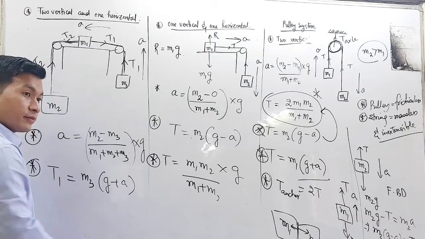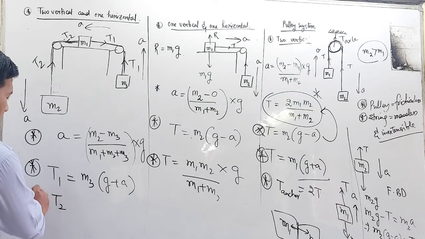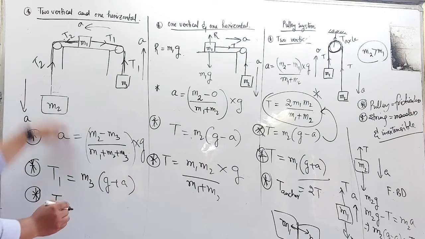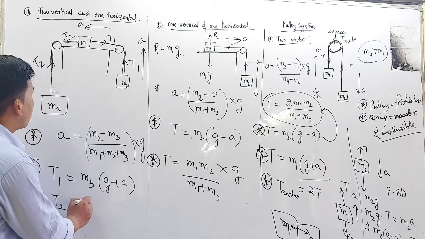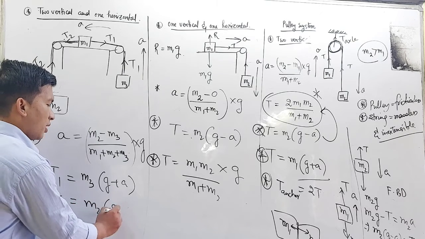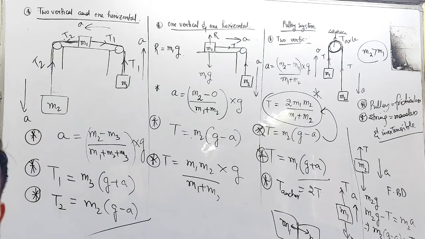Finish. And for finding out T2, this is moving downward, so its weight will be decreased. Very simple: m2 g minus a. Finish. We will be doing a question for us.